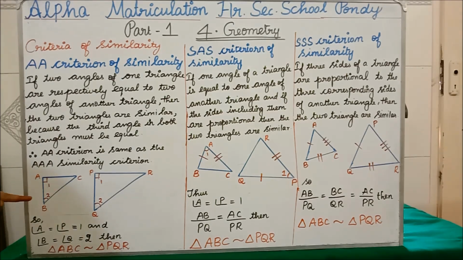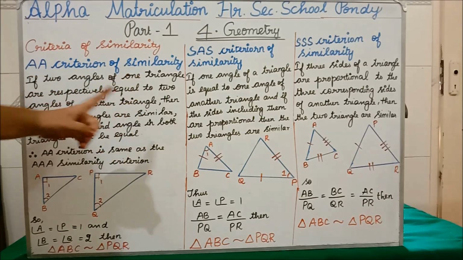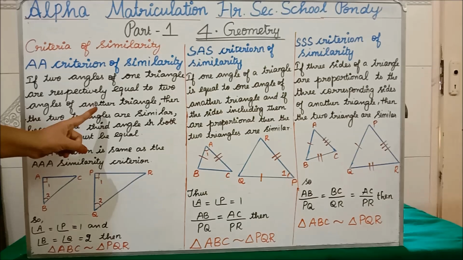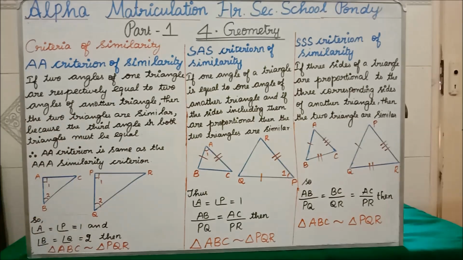Okay, if you see this first triangle ABC, how many angles have I marked here? This is the first one, angle 1. This is the second, angle B, which I have marked as angle 2. So two angles of this first triangle are equal to two angles of another triangle, and then the two triangles are similar.